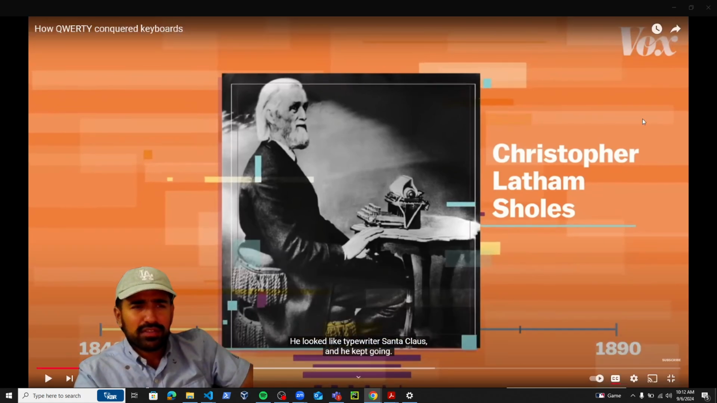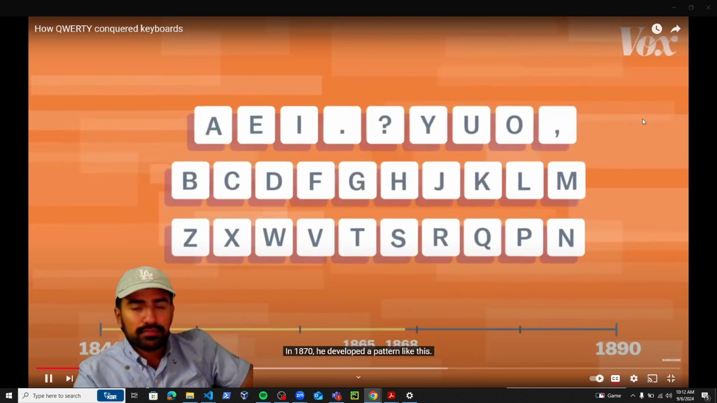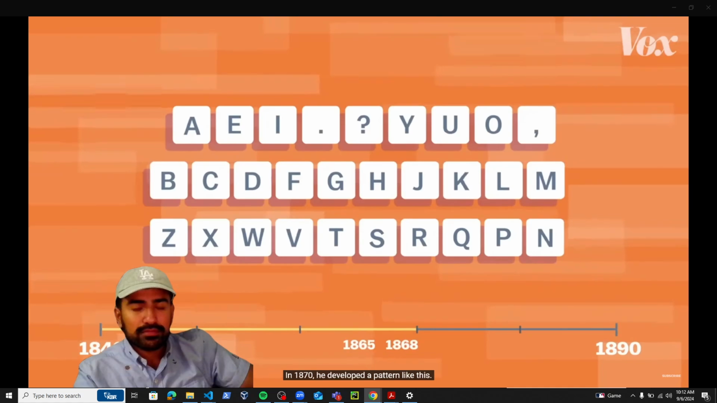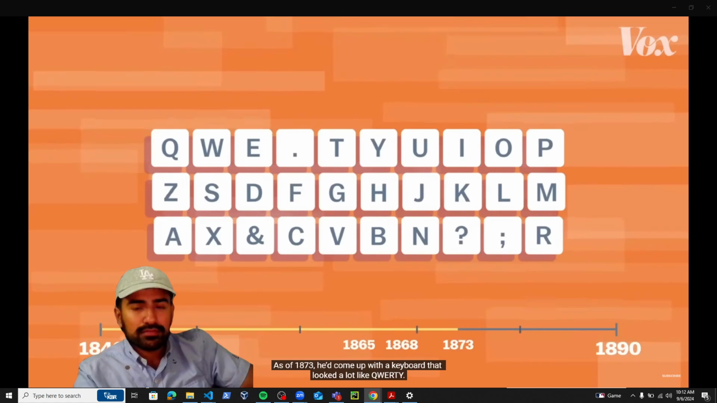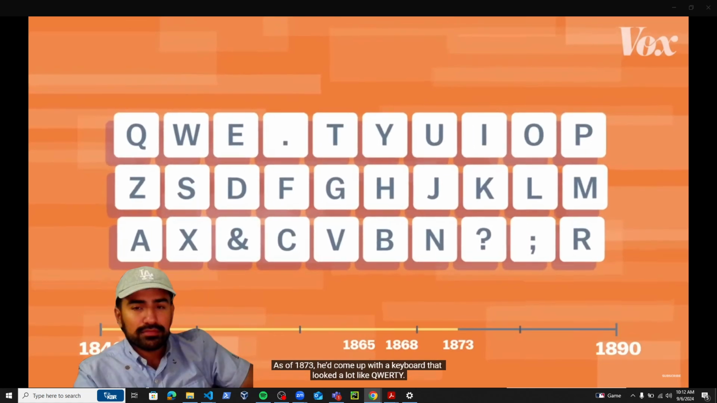Yeah, so he had his first invention, right? In terms of keyboards, it kind of looked like a piano, right? Like a musical keyboard, more than the one that we use today. And he kept going. In 1870, he developed a pattern like this. As of 1873, he'd come up with a keyboard that looked a lot like QWERTY.